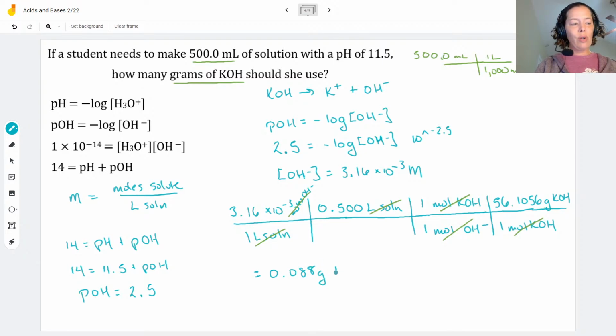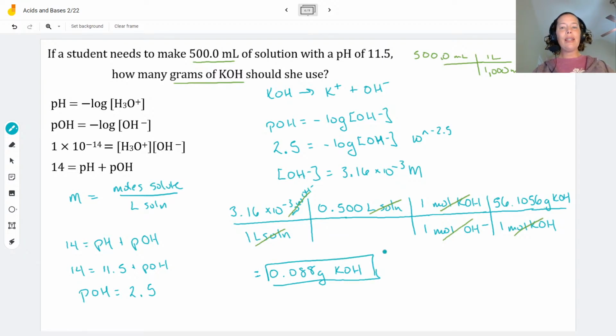0.886 grams of potassium hydroxide. All right, and this is my answer. So that is how many grams the student should add to 500 milliliters of solution to make a solution with a pH of 11.5.